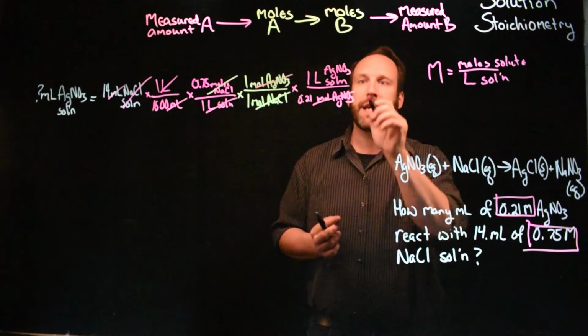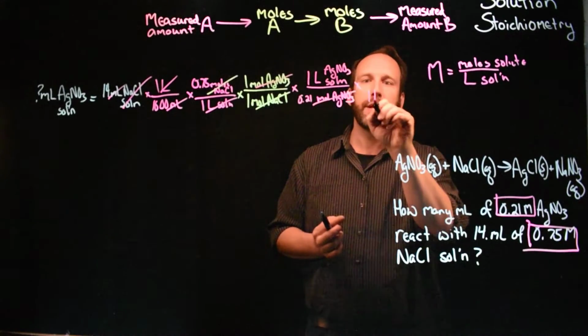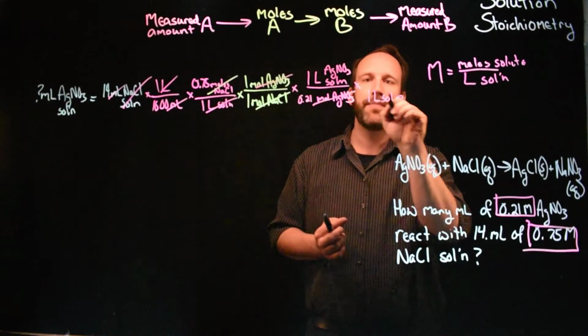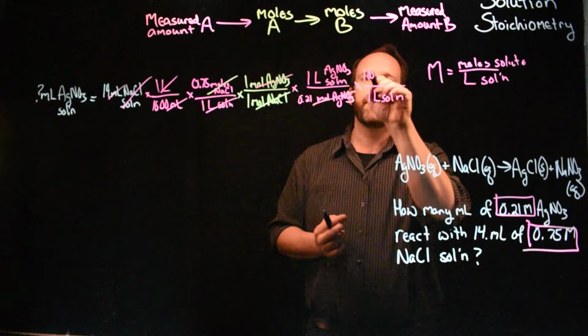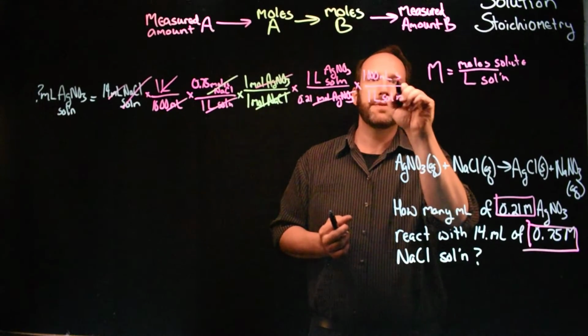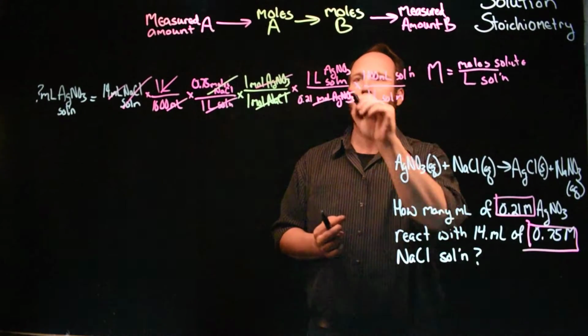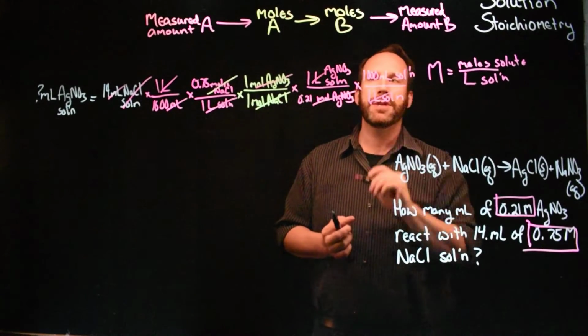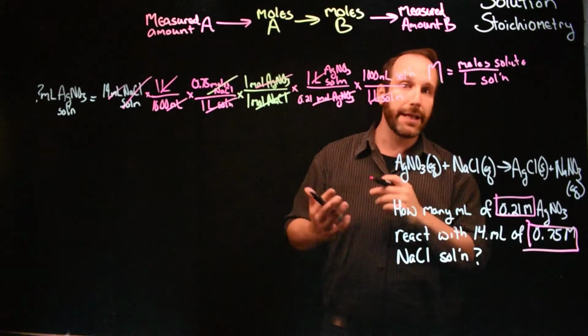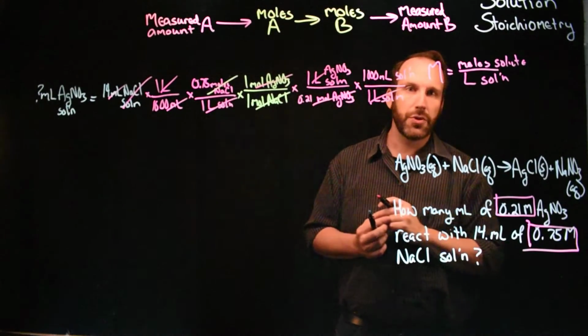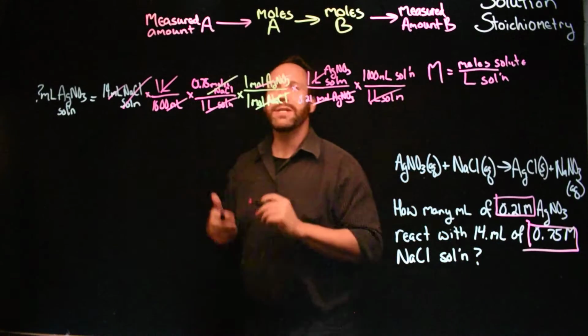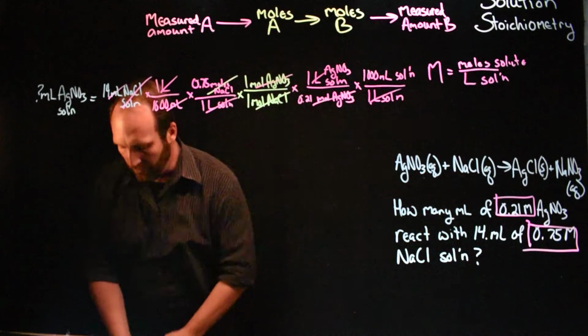So I have one last step. I need to say that in every 1 liter of solution, there's 1,000 milliliters of solution, okay? Liters and liters cancel. So now I'm in milliliters of AgNO3 solution, all right? And so now we just need to run through that math like before.